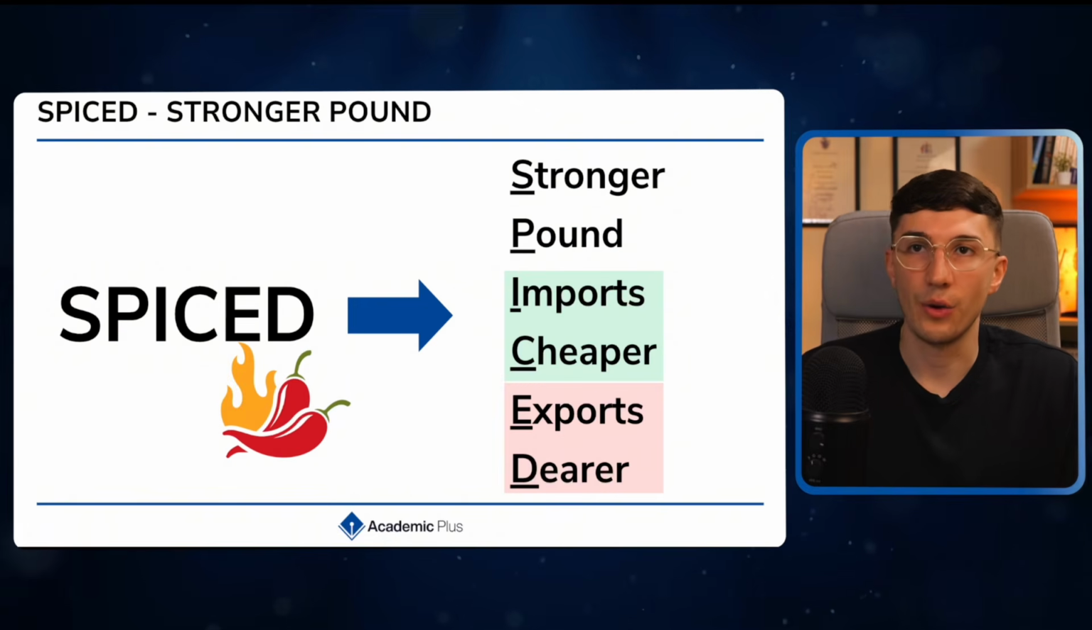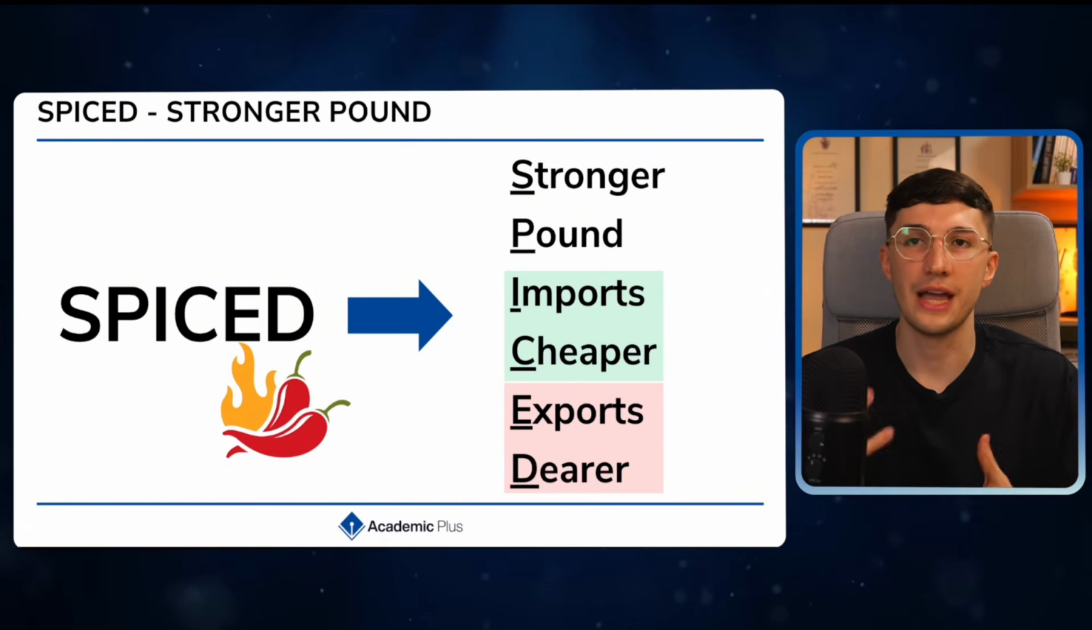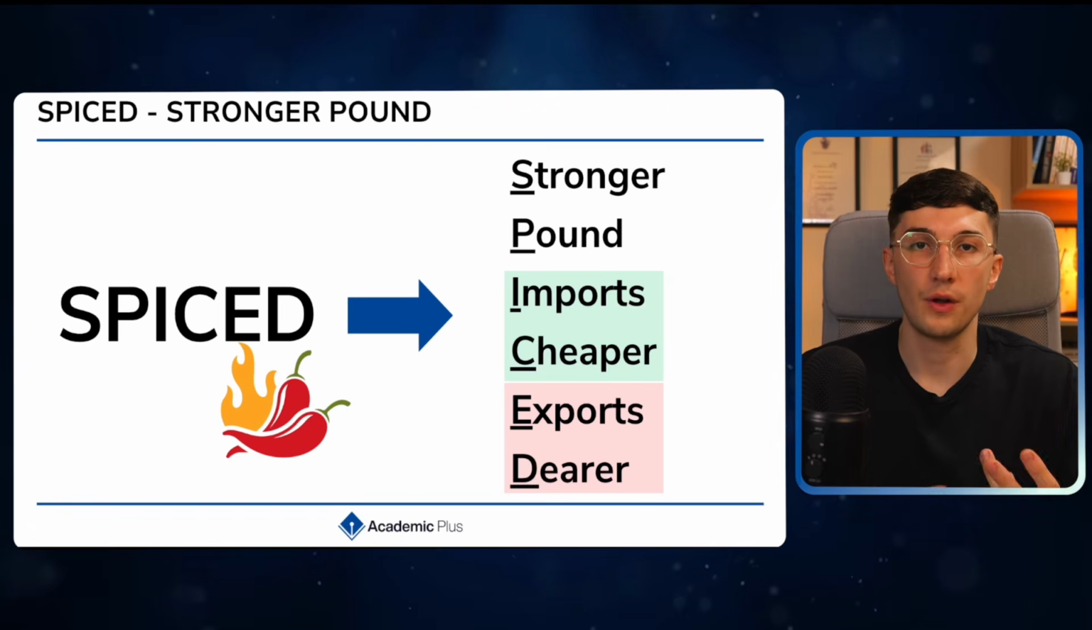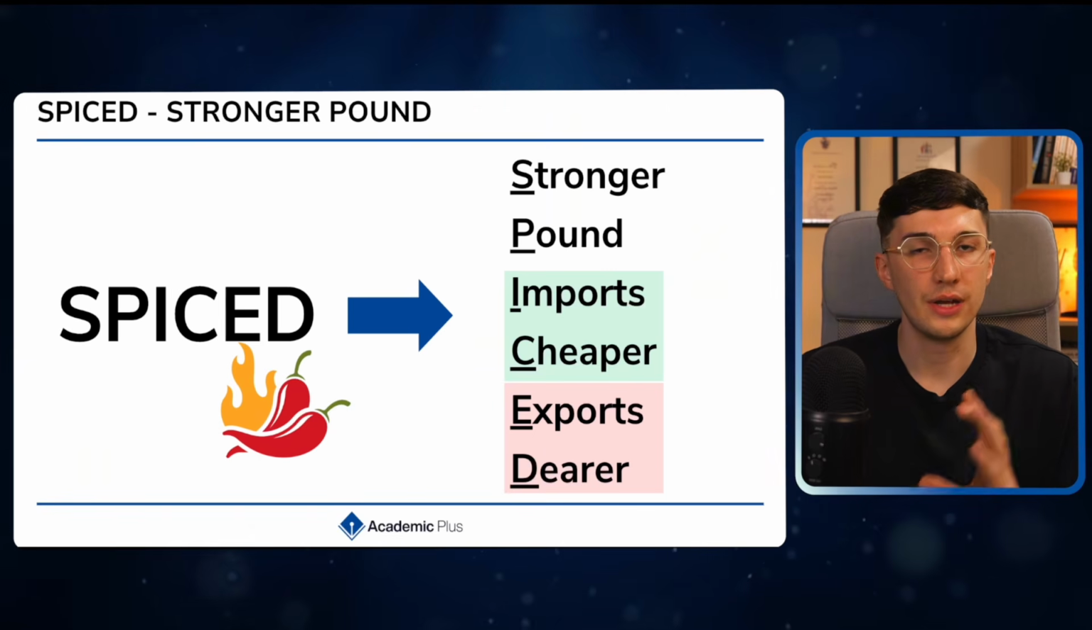Starting off with, of course, our exchange rates. Now, remember the acronym SPICE and WIPADEC. Now, if your currency is stronger, so you may have a stronger pound, well, the imports are going to be a lot cheaper.